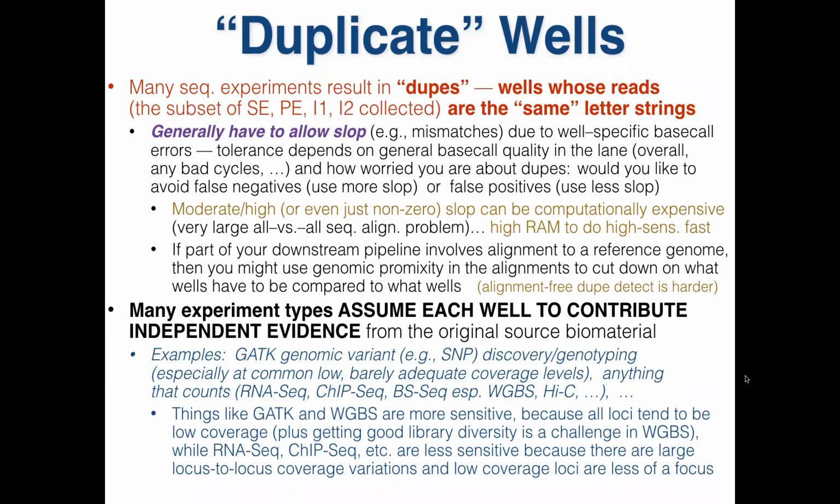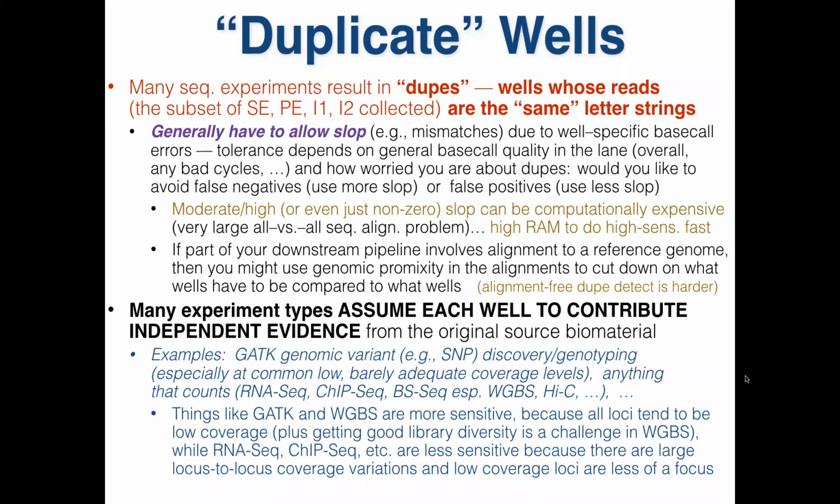And anything that counts is also a problem, right? And lots of things count: RNA-seq, ChIP-seq, BS-seq, especially whole genome bisulfite BS-seq, because that tends to have low coverage. High-seq, anything that counts, obviously the copy number evidence matters because that's the basis of the signal. Now, those degrade a little more gracefully than GATK does, because as the dupe rate goes from low to high, the effect goes from low to high. It doesn't just instantaneously reach a bad level as fast as GATK does.